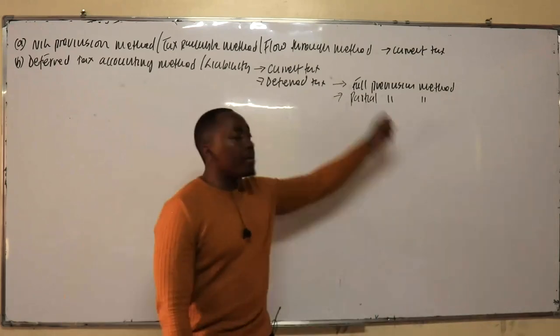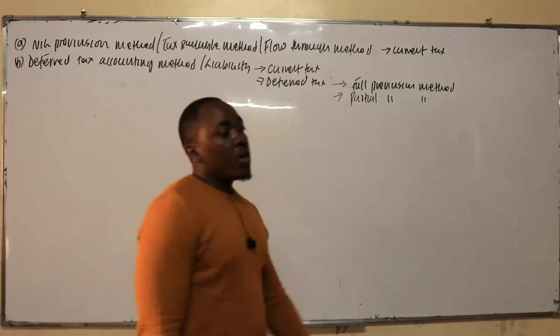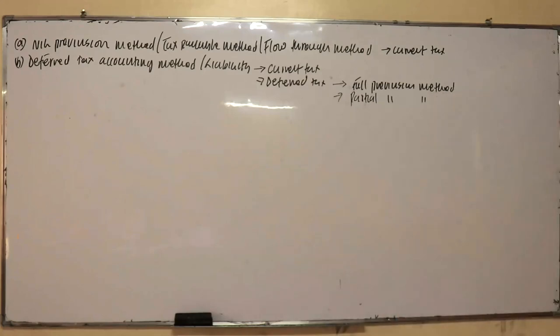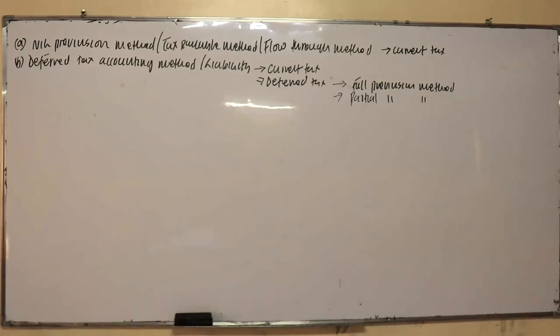Roman two, another method, the partial provision method. Under this method, only the temporary differences for those transactions which are reasonably likely to reverse in the future are recognized.